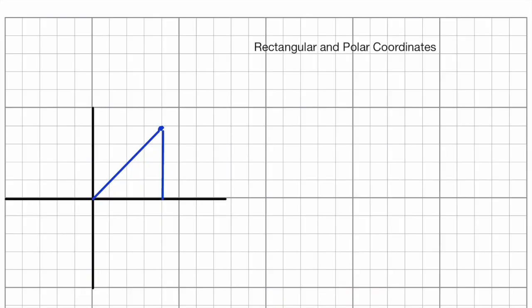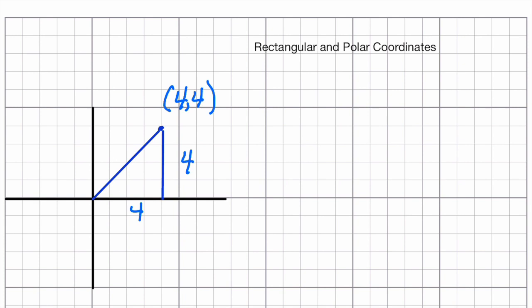We want to explore going from the rectangular to the polar coordinates. The rectangular coordinates are given in terms of x and y. In this picture I can see that this side is length 4, and this side is also of length 4. So the rectangular coordinate would be simply (4, 4).